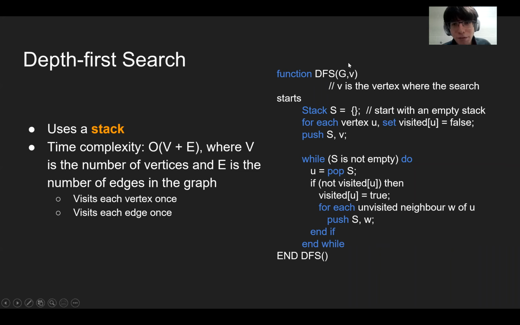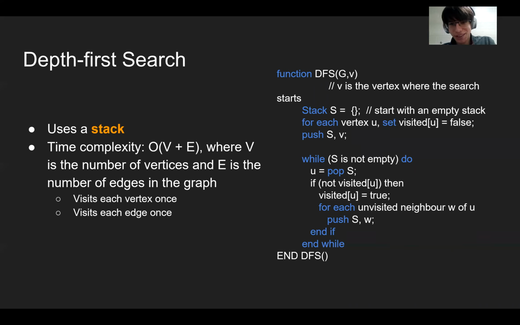So you start with your graph and your starting vertex, the vertex where the search starts. You have an empty stack at the beginning. For each vertex, you say at first I haven't visited it. But then at the very beginning, you push the starting vertex onto the stack.